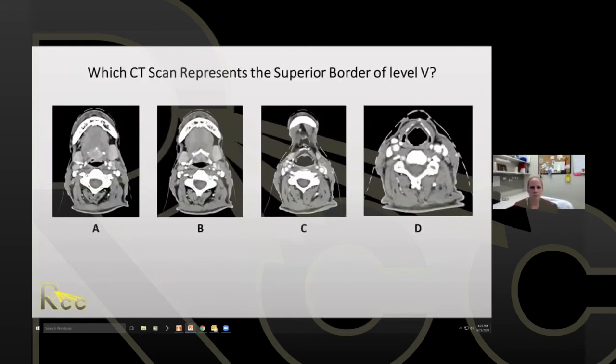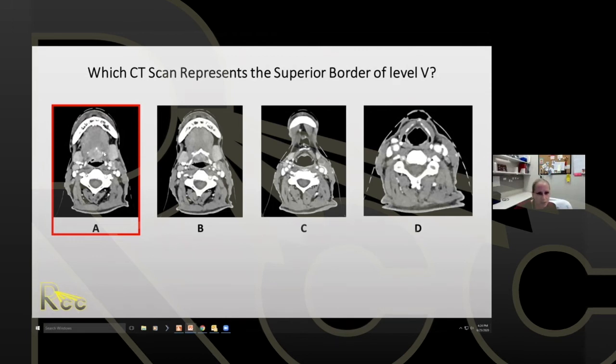So here's the first one. Which CT scan represents the superior border of level 5? And so if you had to describe the anatomical landmark that you're looking for, what's the anatomical landmark that you are looking for? So we're looking for the level of the superior aspect of the body of the hyoid. It's sort of hard to tell sometimes when you're looking just at representative slices and you're not able to scroll through. But what we're looking at here, we have the hyoid bone represented here, and this is actually the very top of the body right here.